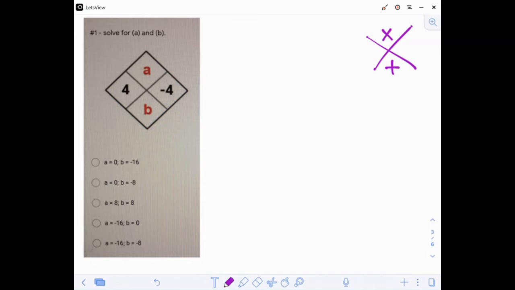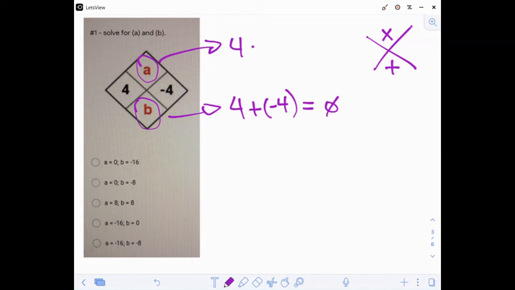So let's solve this. We need to find A and B. So to find B, we're just going to add 4 plus -4. Well, 4 plus -4 is 0. Okay. To get the top portion, A, we just need to multiply. So we're going to take 4 times -4.